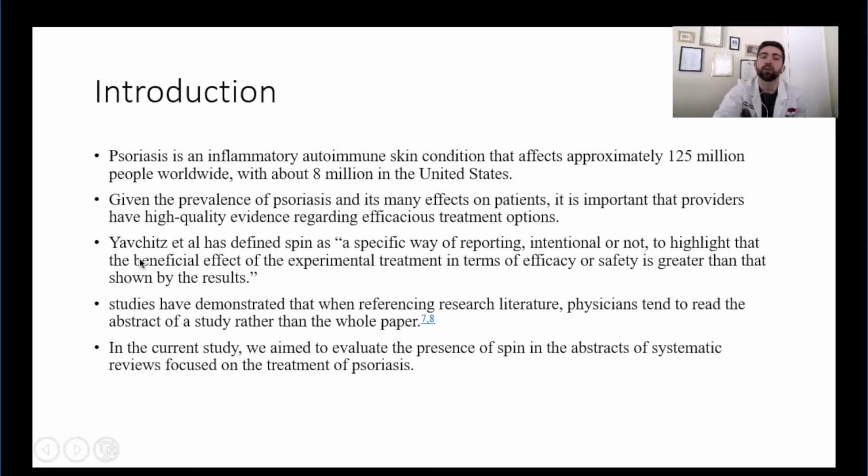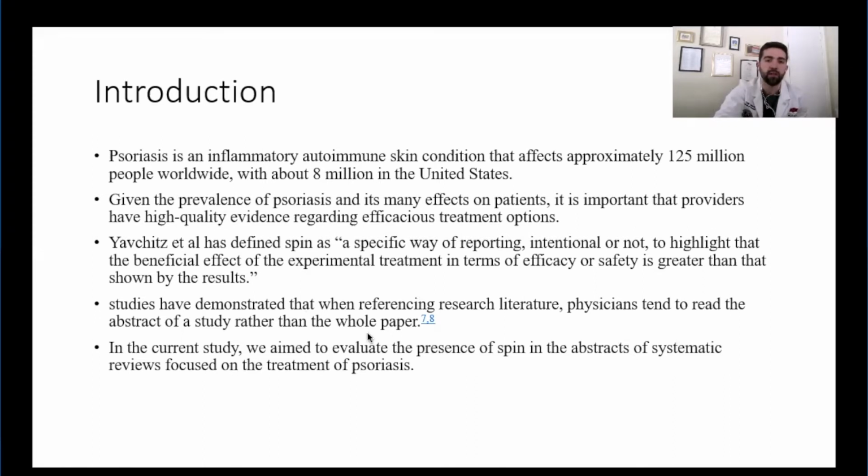Yavchits et al. has defined spin previously as a specific way of reporting, intentional or not, to highlight the beneficial effect of the experimental treatment in terms of efficacy or safety that is greater than what is shown by the results. Basically, what it's saying in another way is spin's kind of the misrepresentation of results, even if it's unintentional, in such a way that it influences the reader.